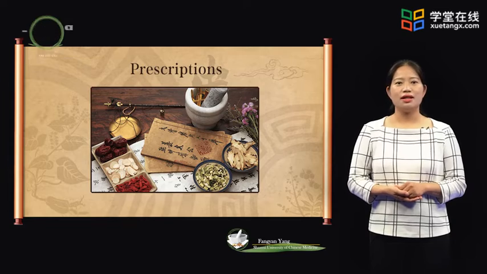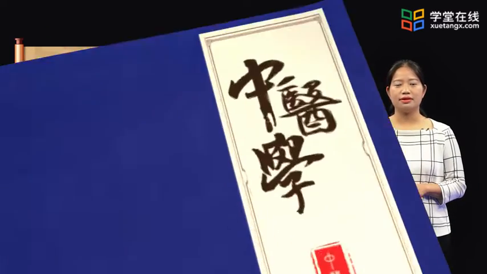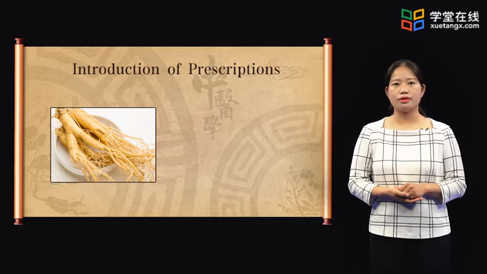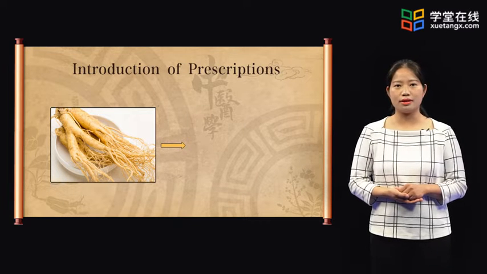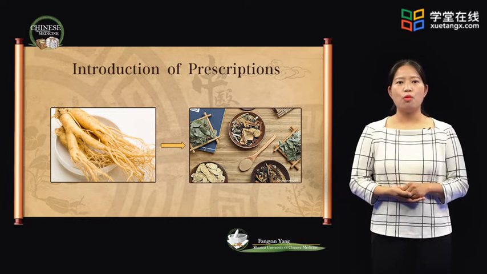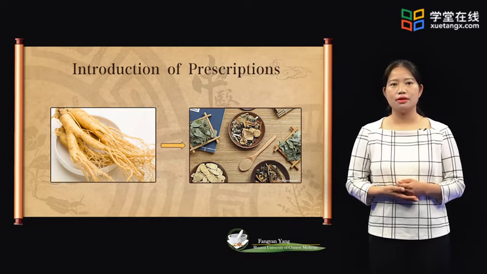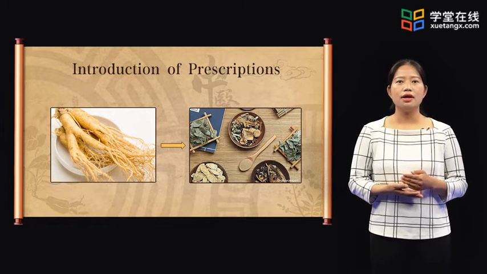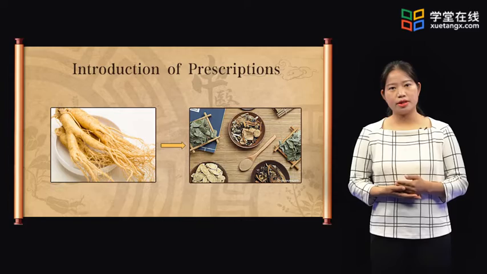Today, we are going to learn the general introduction of prescription. The formation of prescription has undergone a long history. As early as in the Chinese primitive society, our ancestors discovered herbs to cure disease when they were seeking their food. At the beginning, they only used single herbs. But during the long clinical practice, they recognized that a recipe composed of two or more drugs proved more effective for treating a disease. Thus, various prescriptions were gradually formed. That is the origin of prescription.